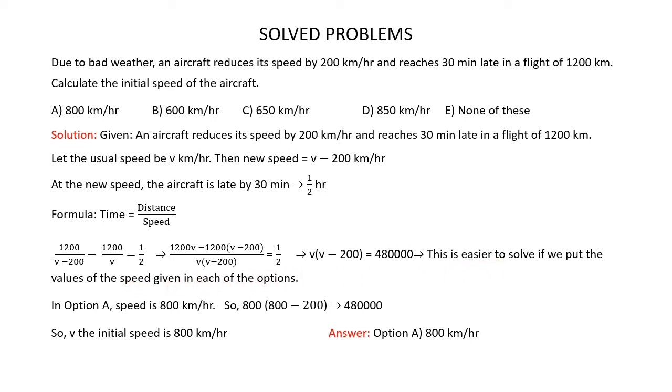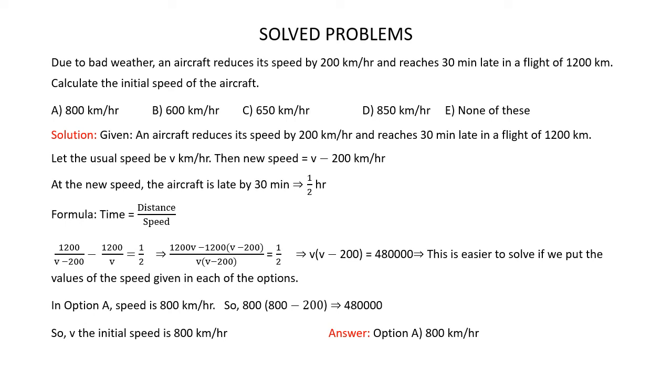Now this equation is easier to solve if we put the values of the speed given in each of the options. In option A, speed is 800 kilometers per hour. So let's put 800 in place of V here. So we get 800 multiplied by 800 minus 200. Now 800 minus 200 is 600. 600 multiplied by 800 is 4,80,000, which is also given in this equation.